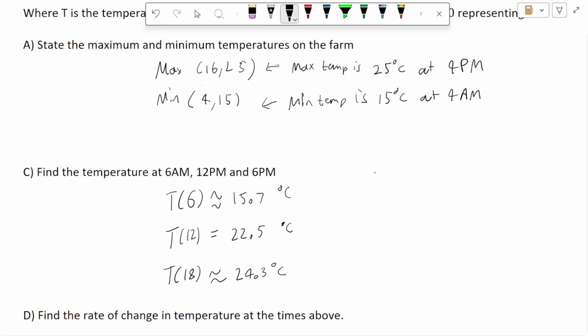Cool. And now this is the temp at 6 a.m., temp at 12 p.m. and the temp at 6 p.m. Make sure you label those.